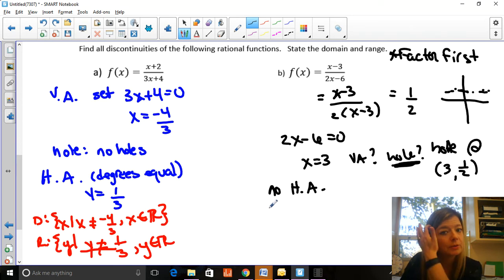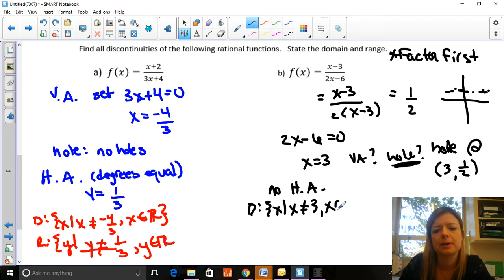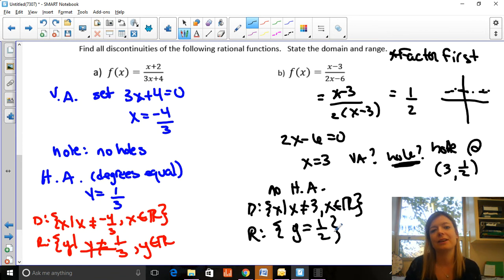There's no oblique asymptotes. We haven't learned that yet anyway. And then there's no vertical asymptotes either. So the domain then is x such that x cannot equal 3 because there's a hole there, but x could be anything else. And my range is just y equals a half because that's all it is the entire time. So there's nothing else.